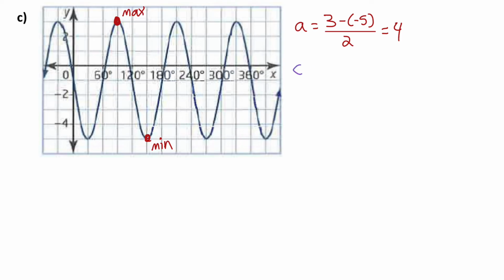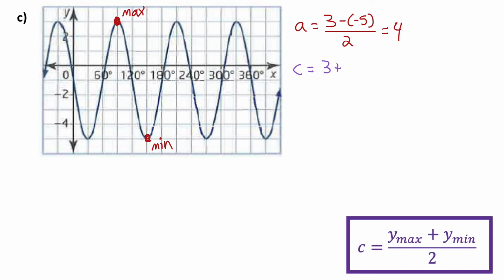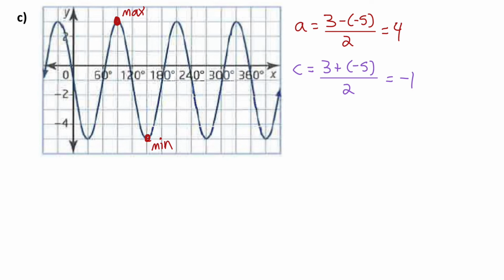Next, let's find the c value. I can find the c value just by finding the average of the max and min. So I'll do 3 plus -5, and then divide by 2. And that gives me -1. And notice the c value corresponds to the vertical shift, which is why that's where the middle of the function is going to be. Drawing a horizontal line through y equals -1 divides the function in half.